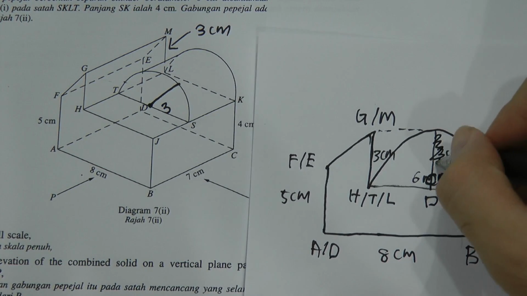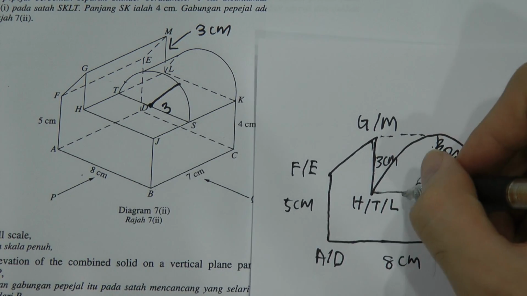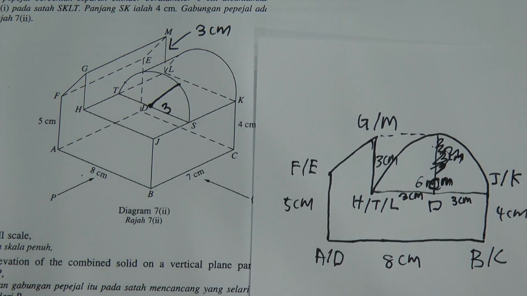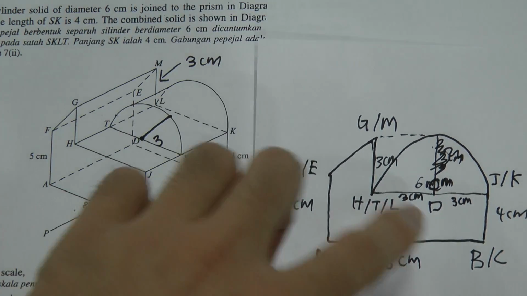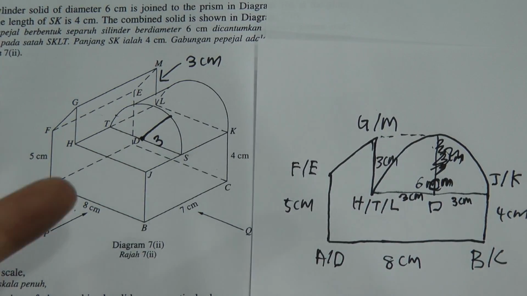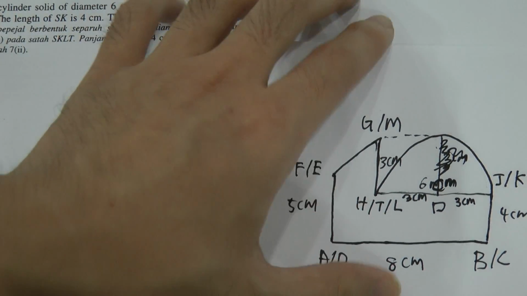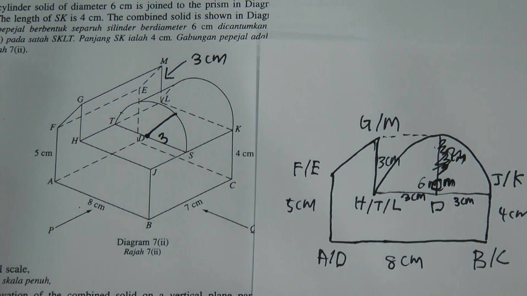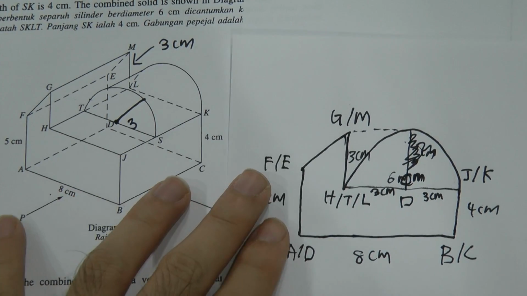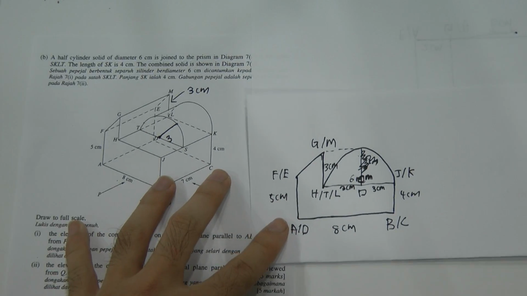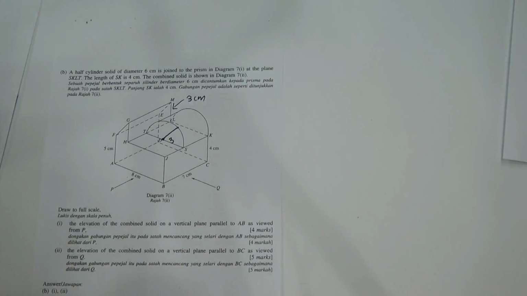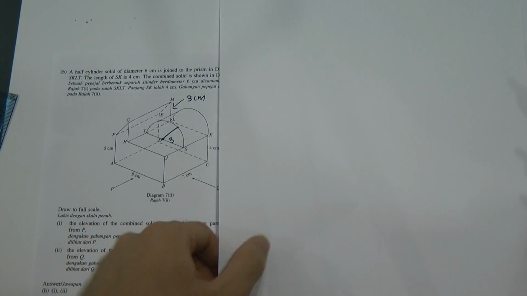You don't need to draw this line out. Here 3 cm. So you will see something like this when you look from P. If you understand, then I just draw full scale to show you. So I zoom out, I put an A4 paper here, and I just draw this one quickly.